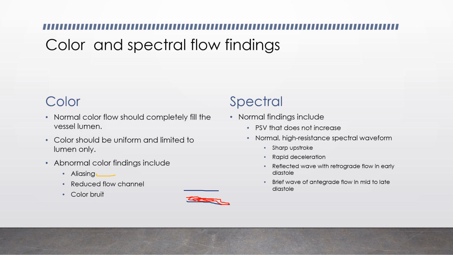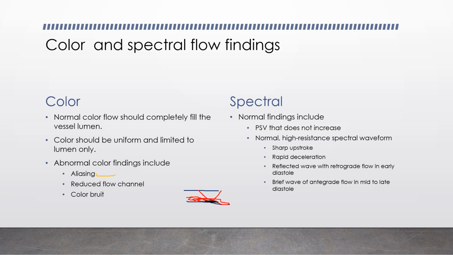And then a color bruit, where if there's a significant stenosis, we know that the velocity at the narrowest area is going to be the highest velocity there is. So we call that a color bruit when we see this bright hued velocity going through a stenosis. Now, normal spectral findings, we know that the peak systolic velocity should not be increased. So if we have a normal range of peak systolic velocity, it might go down depending on the activity and the metabolic needs of the muscle, but it should not go up.